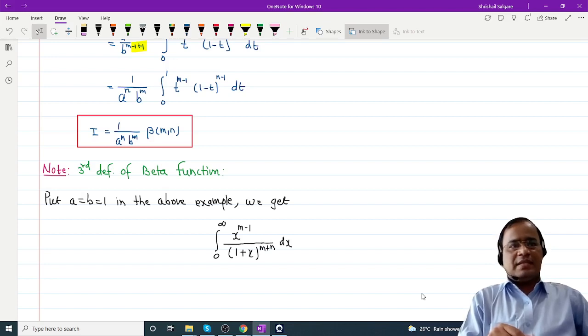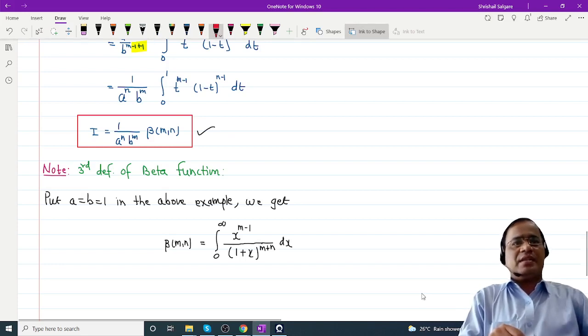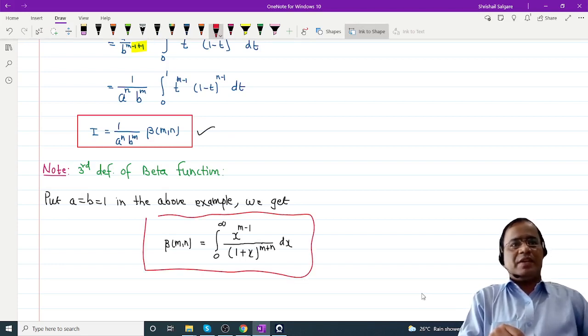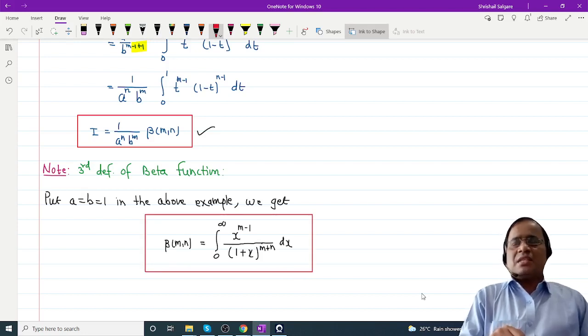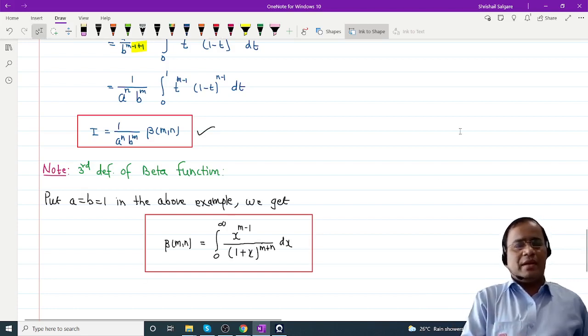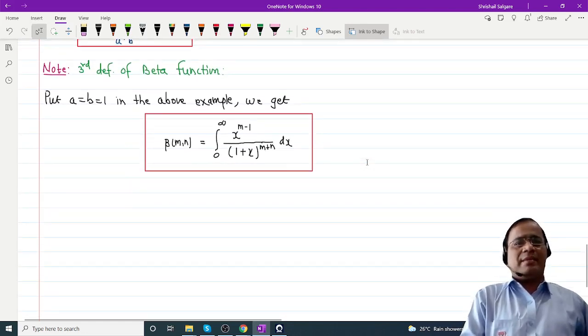And for the right side, 1 upon 1 raised to something. That result I have written here only. That is nothing but simply beta of m, n. And this we consider as the third definition of beta function. So I will advise, if separate numericals are there and maximum marks are given, in that case try to prove by using the substitution. Don't use standard results directly. If you are using them, then it's also okay. But depending on the length and marks, you have to decide.